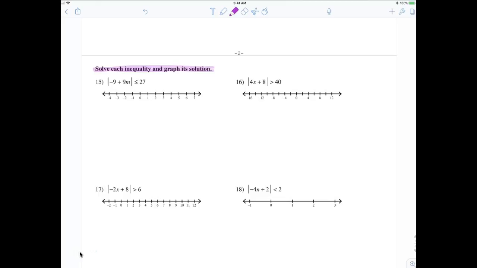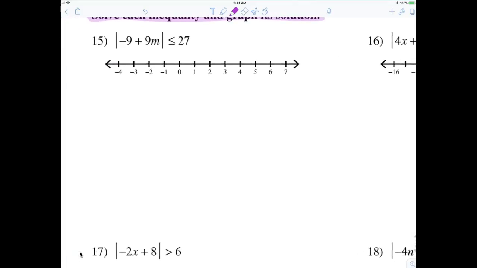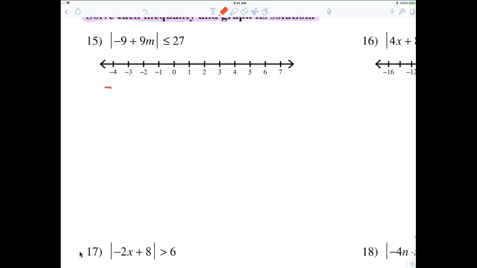All right. So the first thing for number 15, we're going to write negative 9 plus 9m less than or equal to what? 27. Everybody recognize that, right? We write it without the absolute value, just the way you see it. Then, what do I do to the signs? Change them. Listen to what you just said. Change the signs. So what does that mean? Negative 9 plus 9m greater than or equal to negative 27.